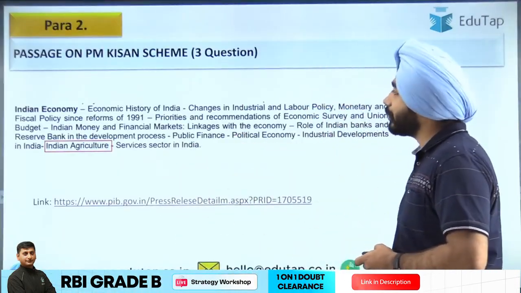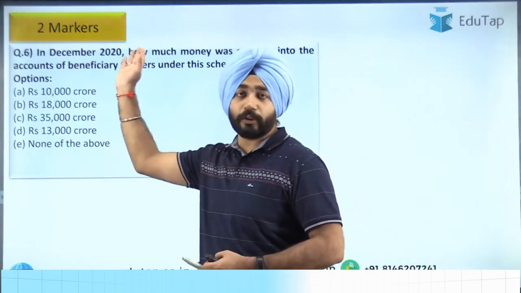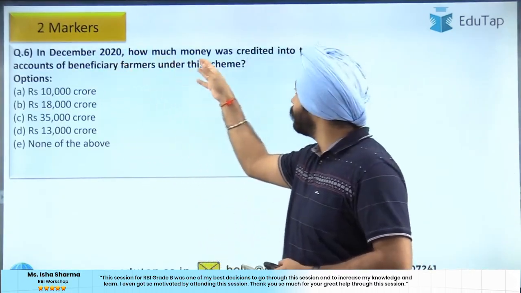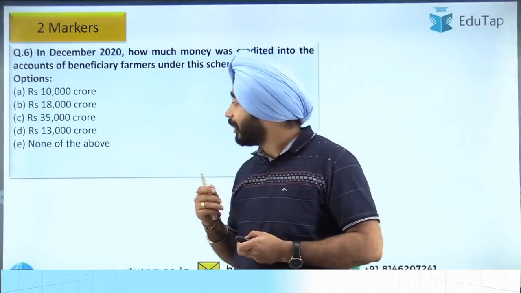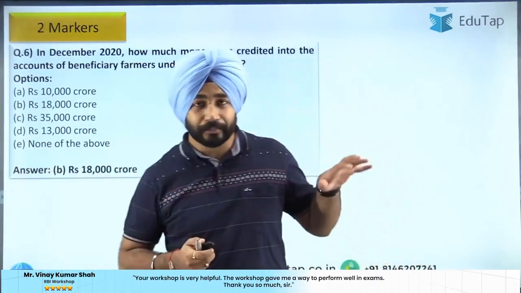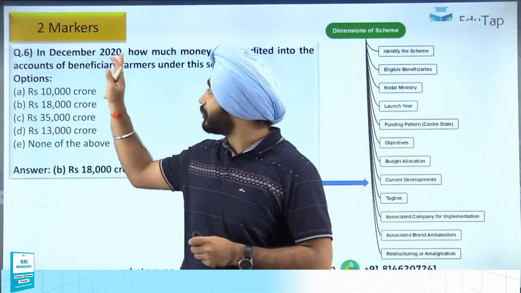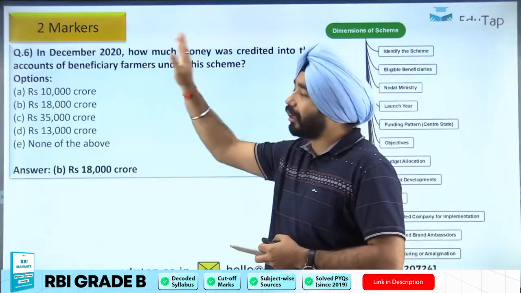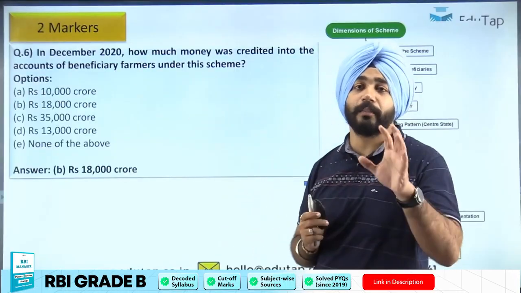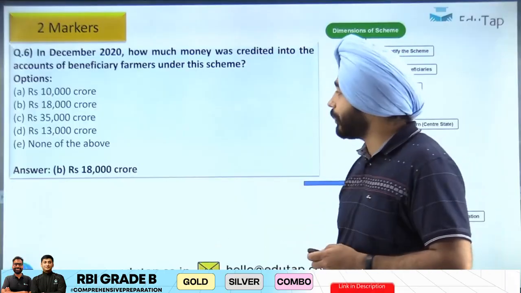Now coming to the PM Kisan scheme, the questions that have been asked. ठीक है जी, the question that is in December 2020, that is how much money was credited, which means the question has basically been asked from the current development of the scheme. So current development में से आपको क्वेश्चन आया था कि how much amount has been transferred to the beneficiary farmers by December 2020. ठीक है, just 4 to 5 months before your examination.